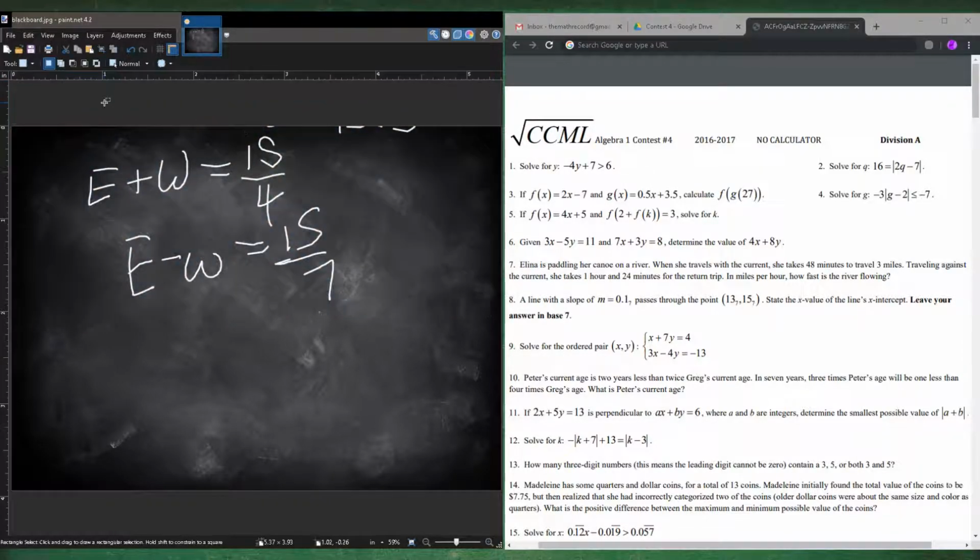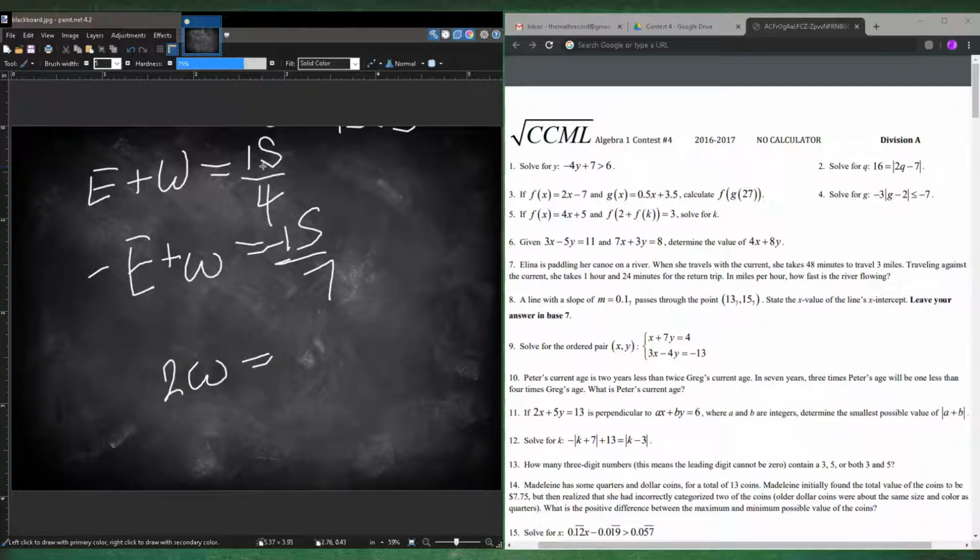And now we just need to solve for W. An easy way to do this is you just want a negative E on one side and positive E on the other. So multiply the second equation by negative. So it'll be negative E plus W is equal to negative 15 over 7. When they add them together, you get 2W is equal to 15 over 4 minus 15 over 7.